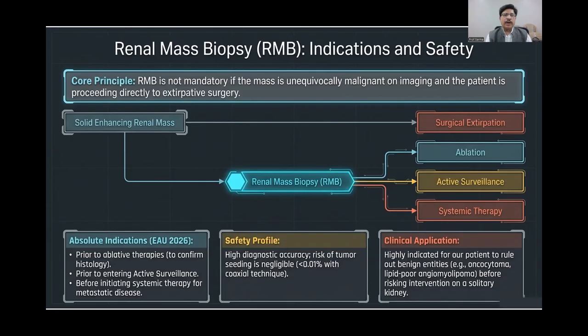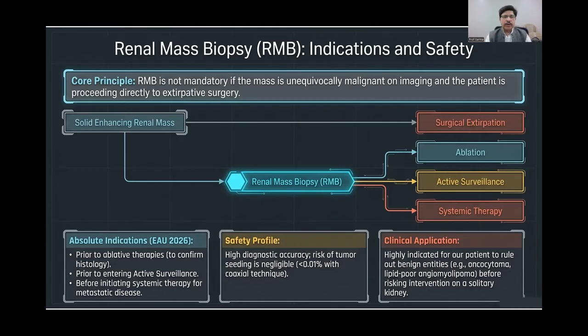Now, solid enhancing renal mass found on ultrasound or CT. Renal mass biopsy is an option. When surgical extirpation is directly indicated by the malignant nature of the imaging, then I don't do the renal mass biopsy. If I take the renal mass biopsy, three procedures are possible: one, ablation; two, active surveillance; three, systemic therapy with drugs. With these three things in place, I do a mass biopsy to decide whether I can stop with ablation itself, or do nothing and only do active surveillance and follow-up, or use a systemic oral therapy.